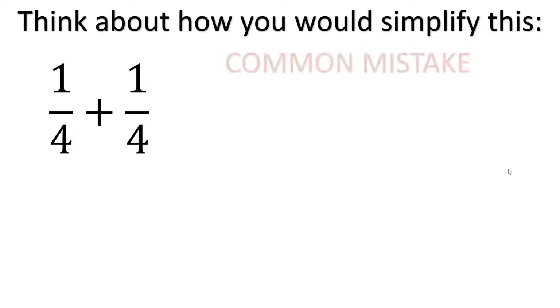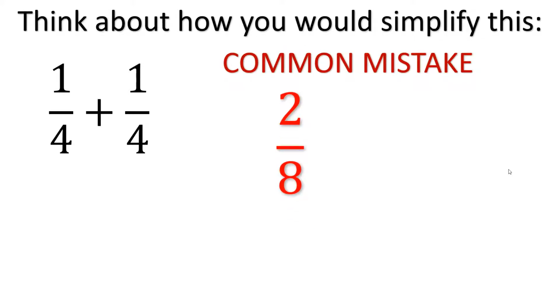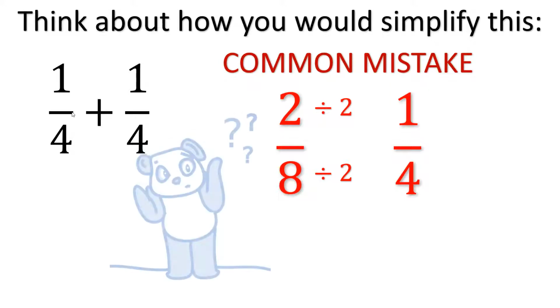Just to talk about a common mistake. The common mistake is just adding across: 1 plus 1 is 2 and 4 plus 4 is 8. If you simplify that, you're going to get 1/4. If you make the common mistake with a problem like this, hopefully right away you're going to notice it's super unreasonable. There's no way to add 1/4 plus itself and get only the number itself. It would be like saying 3 plus 3 is 3, which does not make sense, because if you have 3 plus something else, it's going to get larger as long as it's not a negative value.